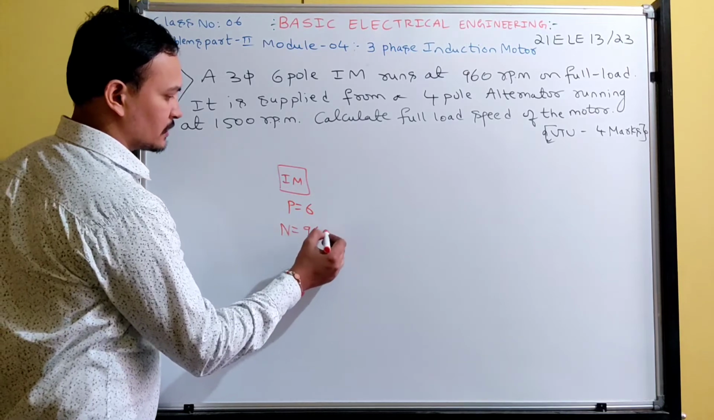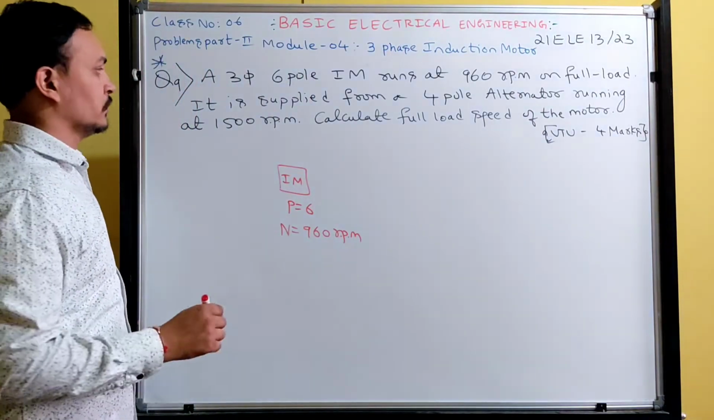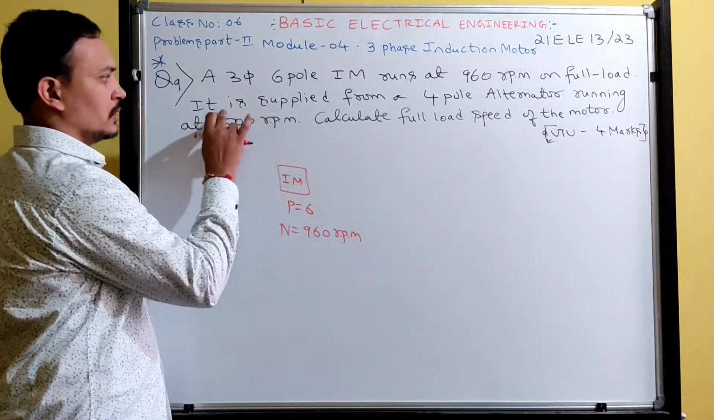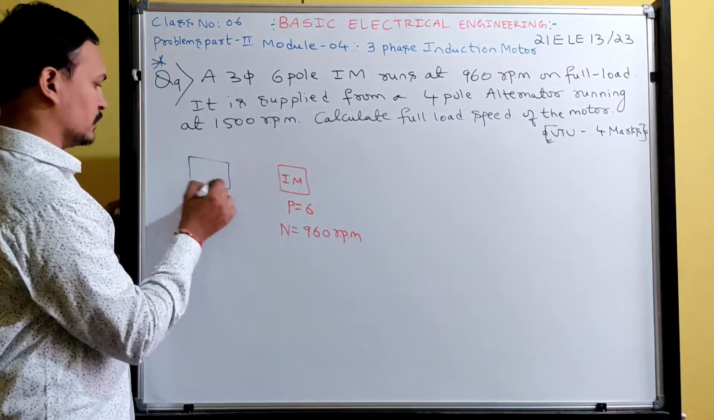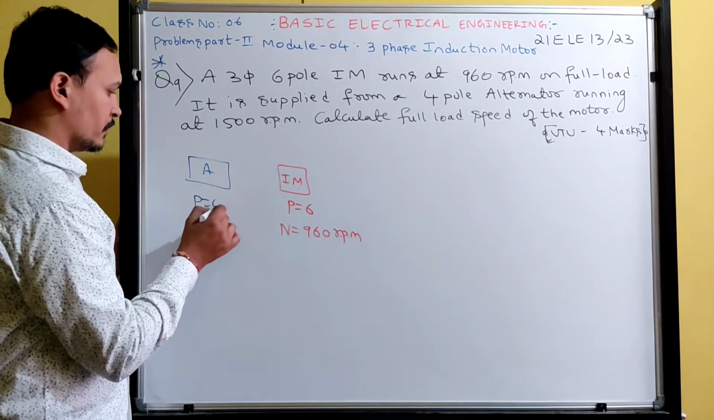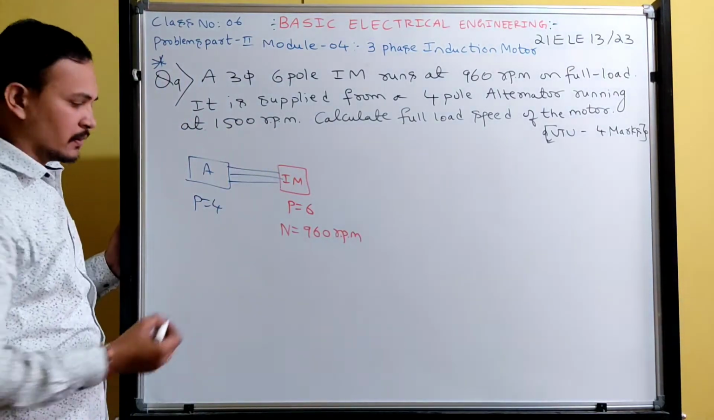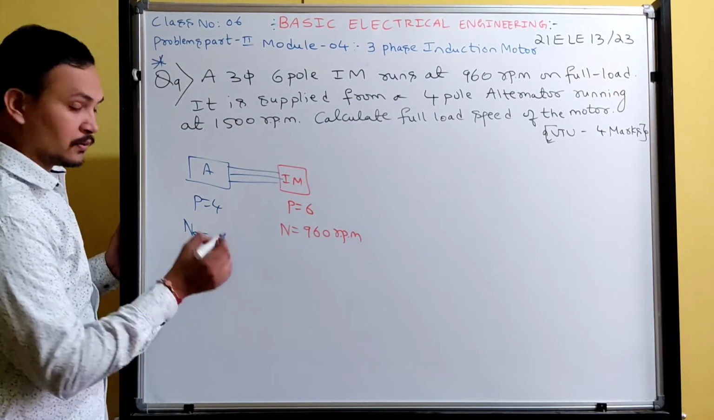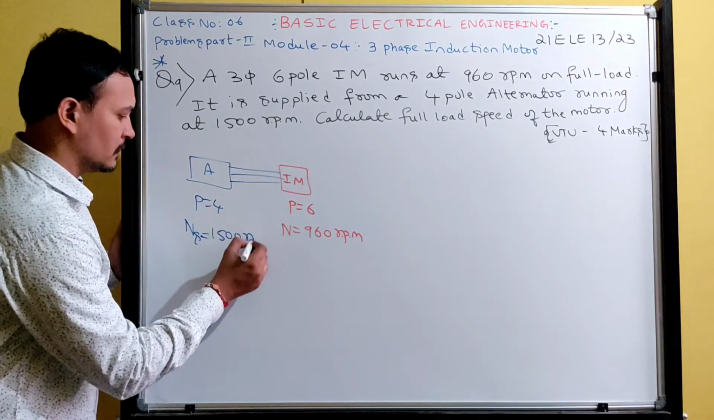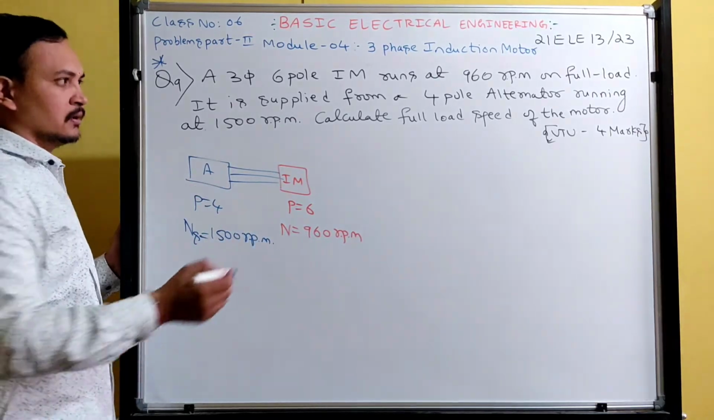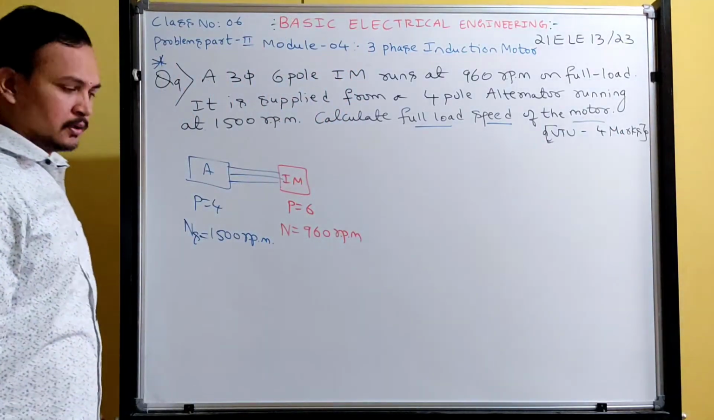See, the induction motor runs at 960 RPM on full load. And this induction motor is supplied from a 4-pole alternator running at 1500 RPM. The alternator runs at only one speed. That speed is Ns. How much? 1500 RPM. And they are asking, calculate the full load speed of the motor.